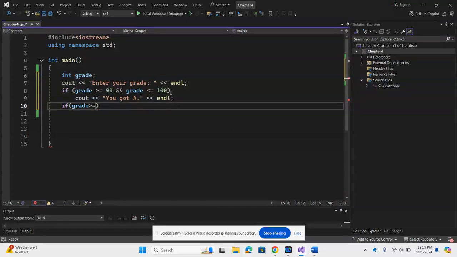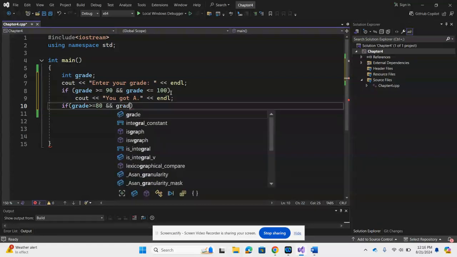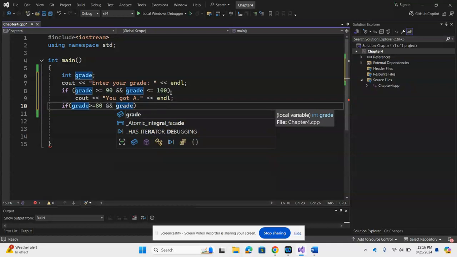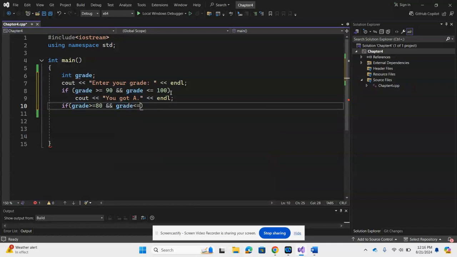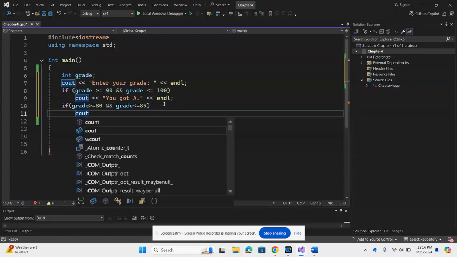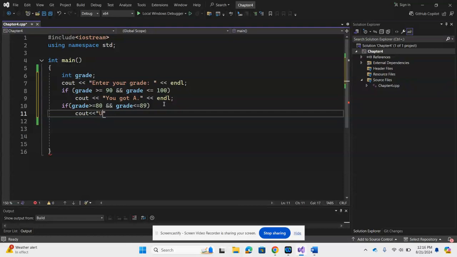So if it is higher or equal, that's for B. If it's higher or equal than 80, and grade is less or equal than 89, because I don't want to include 90. Some people may find this one easier. 90 is included in A, so I should not include it in B. Then you're going to say you got B.